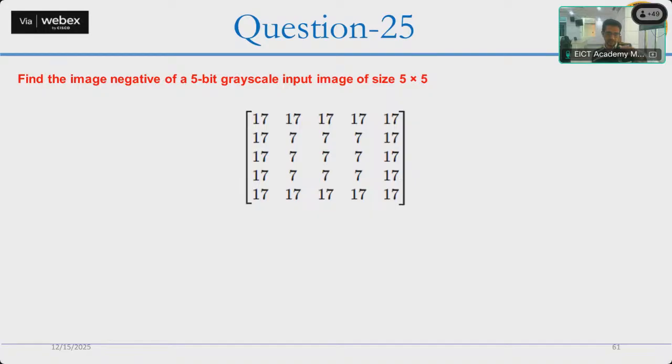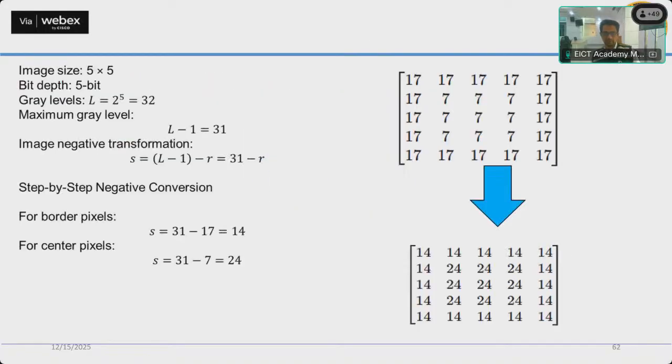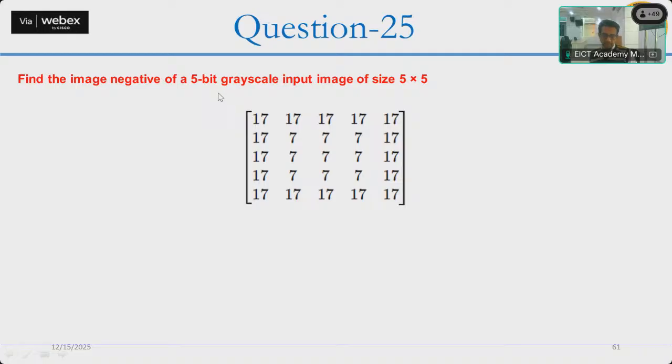Here the thing is, what should be the maximum value, what should be the capital L? The image size is 5 by 5, the bit depth is 5 bits, and these are the gray levels. As shown here, it is 5 bits. Remember how many values are required? In the case of 255, it is 2 raised to the power 8, and in the case of 5 bits, it is 32 values maximum.